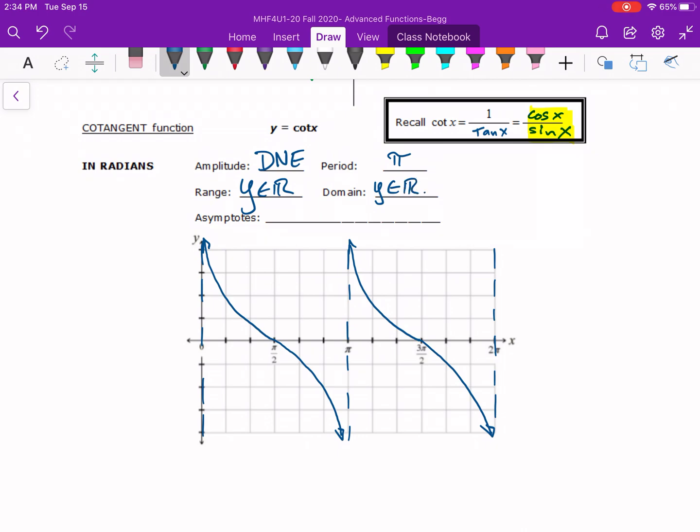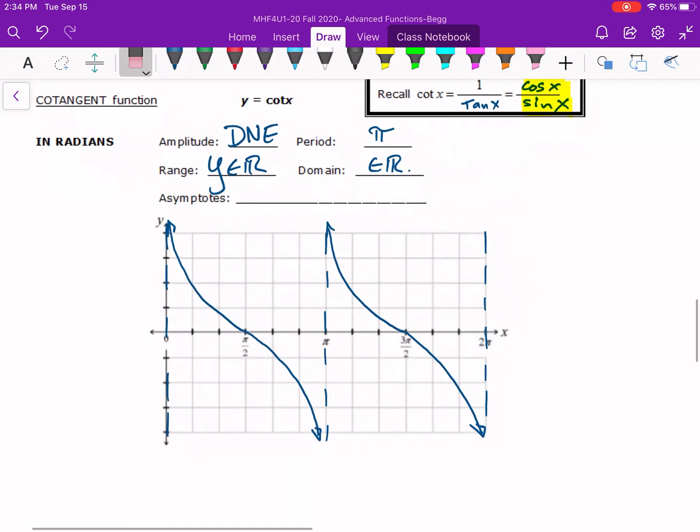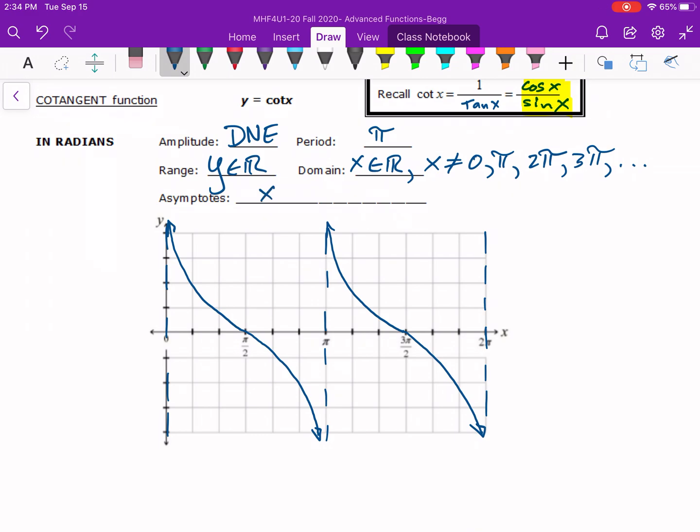And the restrictions, oops, that should be an x, not a y. And the restrictions are going to be where the asymptotes are, 0, pi, 2 pi, 3 pi, 4 pi, 5 pi, negative pi. Again, I'm not writing them all down because there's an infinite number. So let's write a few of them down. Negative 2 pi, because it will be there. Negative pi, 0, pi, 2 pi, and so on.